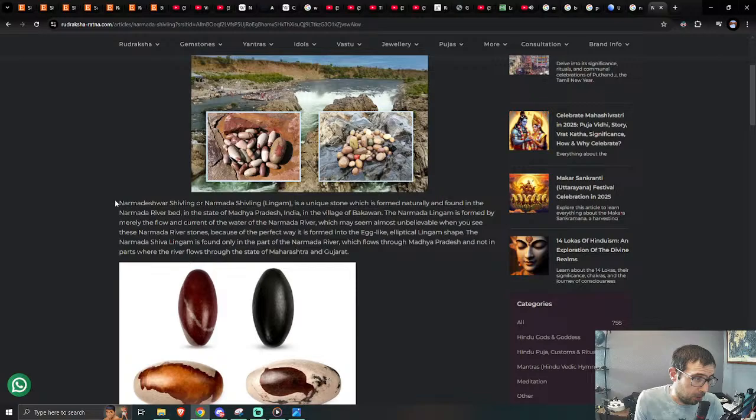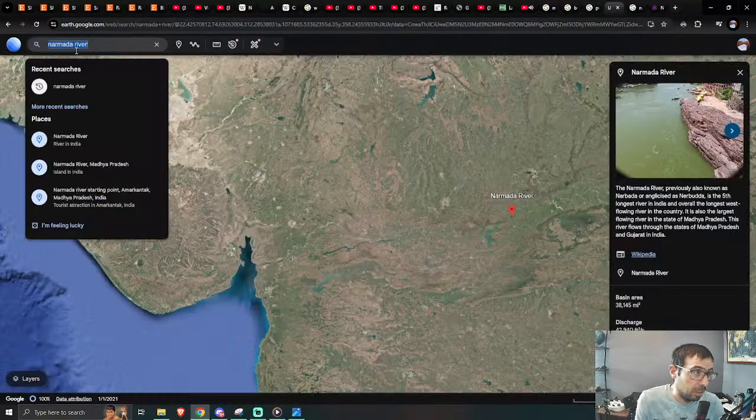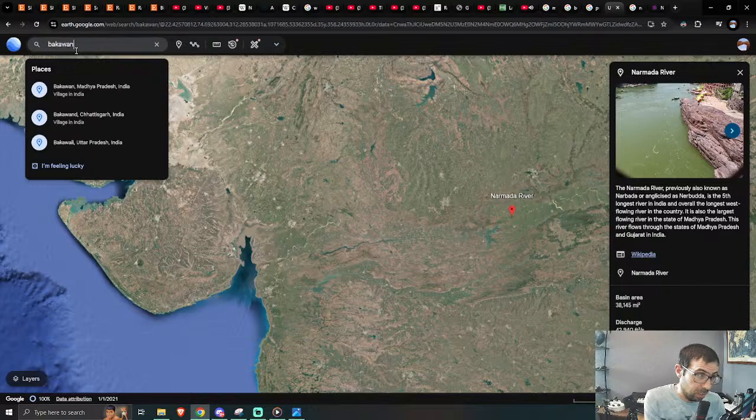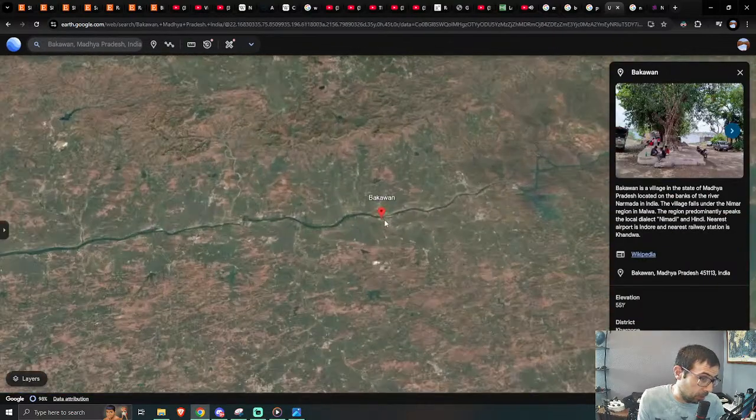The Narmada Shivling, or Narmada Shivling Lingam, is a unique stone which is formed naturally and found in the Narmada riverbed in the state of Madhya Pradesh, India, in the village of Bakawan. Let's see where Bakawan is. Is it in this area? Oh, it's over here.